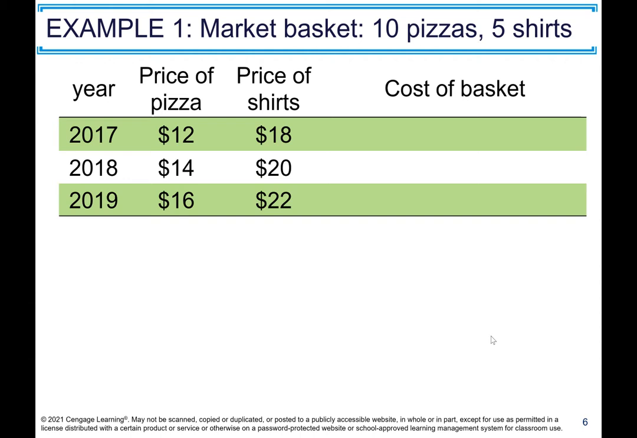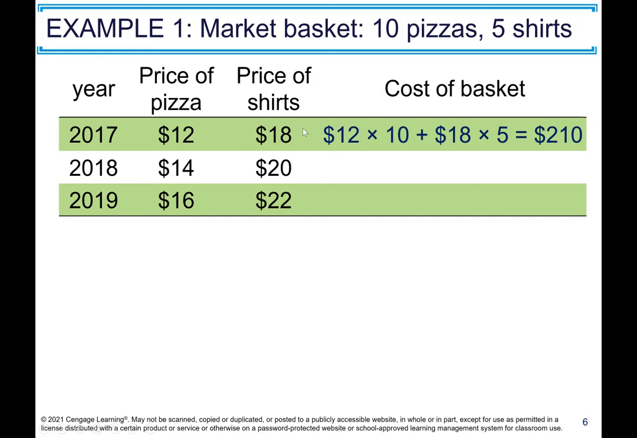Example 1. Step 1 is to fix the basket. In our example, our basket is 10 pizzas and 5 shirts. As you can see, in year 2017, pizza cost $12, shirts cost $18. In 2018, pizza cost $14 and shirts cost $20. And in 2019, pizza cost $16 and shirts cost $22. So step 2 is to calculate the cost of the basket.